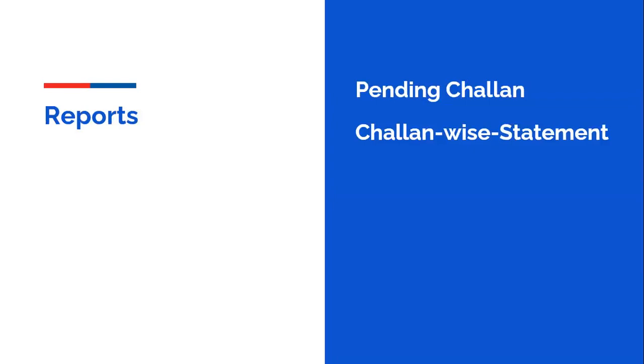The related reports available in Busy are the Pending Challan report and the Challan Wise Statement. In Pending Challan, you will get all the pending Challan entries that have not been adjusted in your sale, purchase, sale return, or purchase return entry. And the Challan Wise Statement will display the entire information on which Challan is adjusted on which bill and how much quantity has been adjusted, or what the pending quantity is in the pending Challan entry.